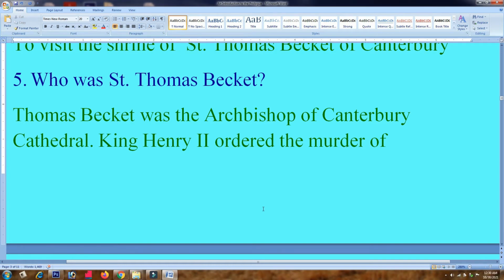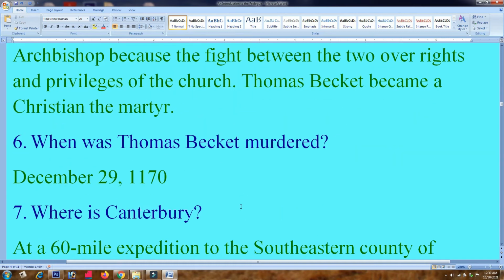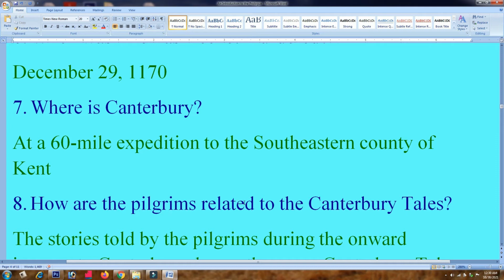King Henry II ordered the murder of the Archbishop because of the fight between the two over the rights and privileges of the church. Thomas Becket became a Christian martyr. When was Thomas Becket murdered? On December 29, 1170. Where is Canterbury? At a 60-mile expedition to the southeastern county of Kent.